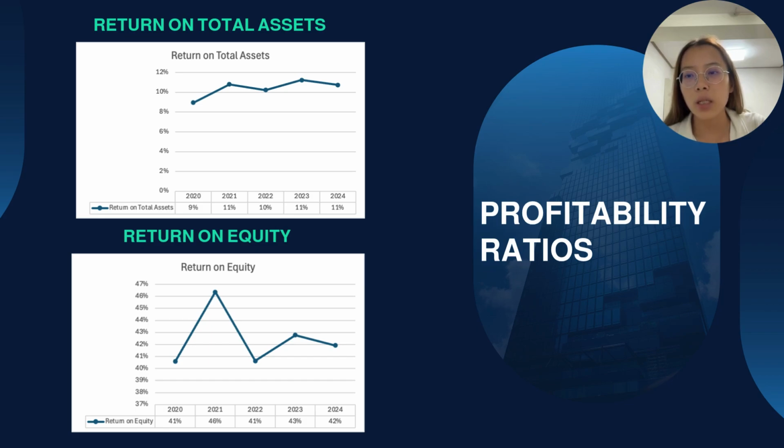Next is return on equity. It reflects the return generated on shareholders' investment. The ROE chart shows fluctuations over the 5-year period from 2020 to 2024. Starting at 41% in 2020, it peaked at 46% in 2021, indicating strong profitability that year. However, it dropped sharply back to 41% in 2022, suggesting a decline in efficiency. ROE slightly recovered to 43% in 2023, but dipped again to 42% in 2024. Overall, the trend reflects instability with a notable spike followed by a gradual decline.